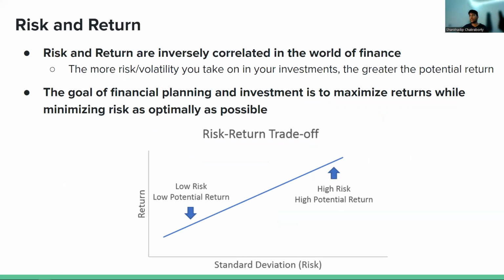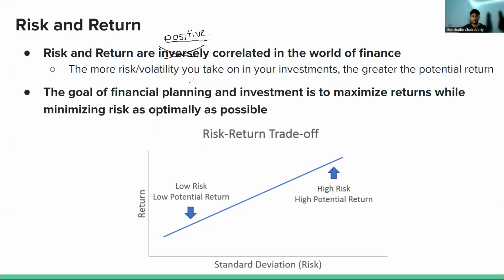So risk and return are actually positively correlated. I don't know why it says inversely. Let me cross that out. So they're not inversely correlated, they're positively correlated. Changed that. Okay. That's the actual definition. So the more risk or volatility you take on in your investments, the greater potential and expected return.